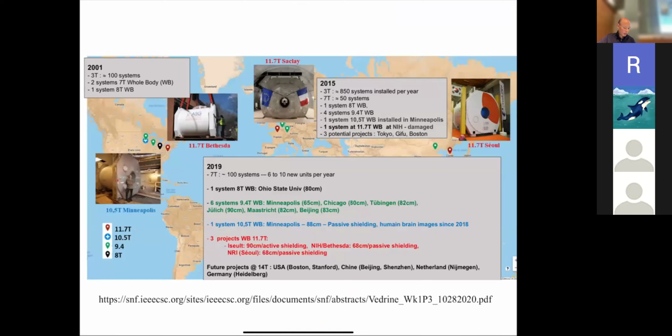This is just showing you the distribution of scanners from 2001 to 2015 to 2019, and this was about 5 years ago, so there are about 100 of these systems. There's probably more now, but I'm not sure how many more. But as you can see, 3T scanners are by far the most prevalent scanner currently.